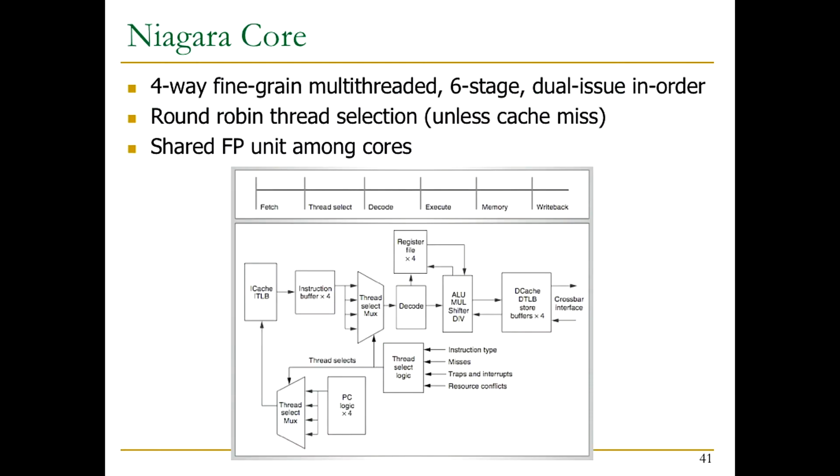But if you look at the cores, we've actually seen this when we talked about fine-grained multi-threading. Right? That was a slightly different picture, but essentially this. It's a fine-grained multi-threaded machine, 6 stages, dual issue in order. Very simple cores.